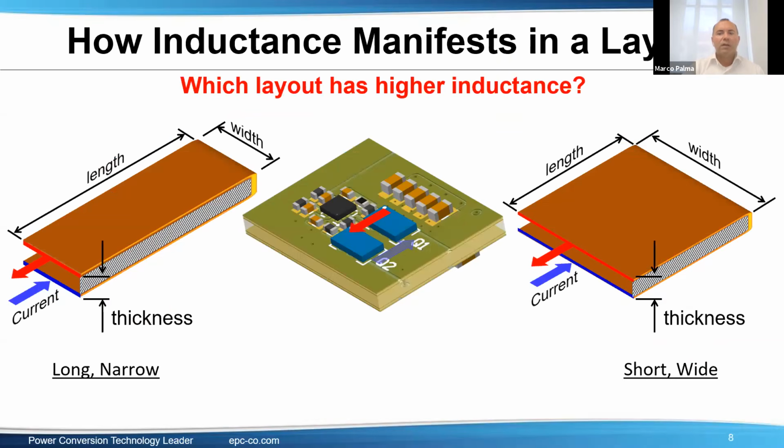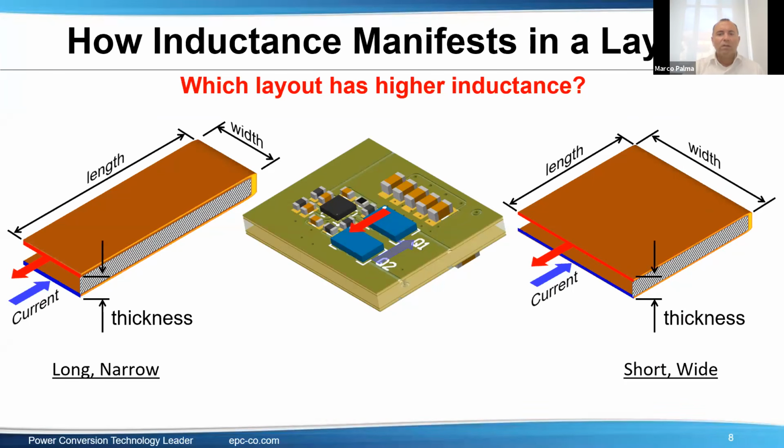To better understand which layout will yield lower inductance, we need to understand how inductance is generated. Here we show a vertical layout with the bus capacitor placed next to the FET. In this example, we ask you to identify which layout has higher inductance: the left design with its long, narrow approach, or the right design with its short, wide approach. In both cases, the thickness is kept the same. I'll give you 5 seconds, 10 seconds, to think about which of these has a higher inductance. Is it the one on the left or the one on the right?